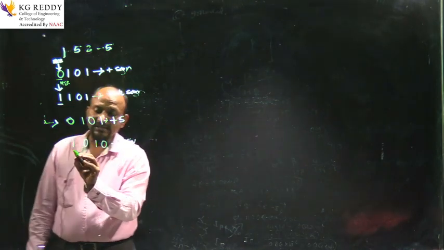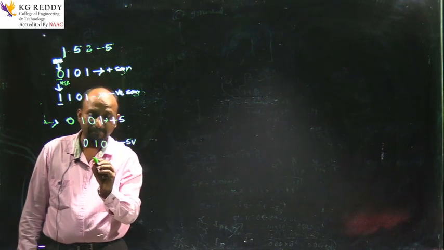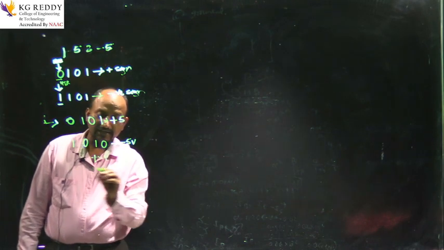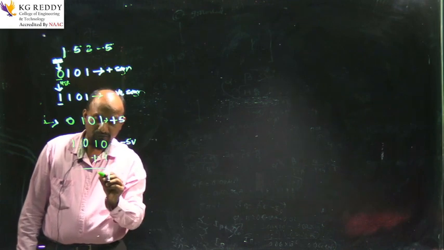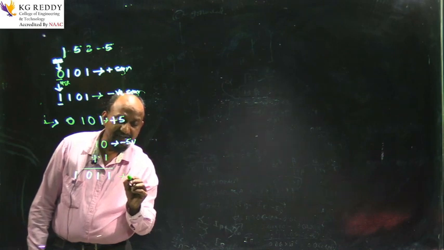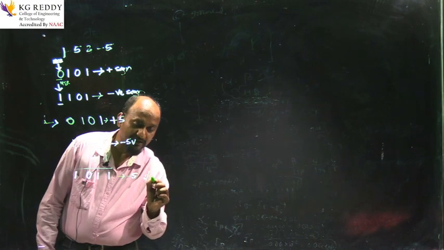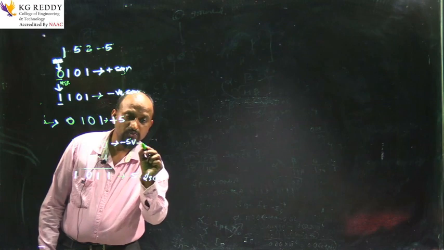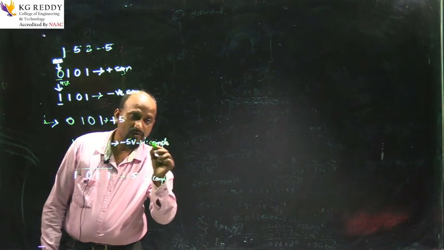This is the 1's complement of the number 5. So if you add plus 1 here, you get the negative of 5, minus 5. So 0 plus 1 is 1, and 0, and 1. This is also minus 5, represented using the 2's complement form. And this is minus 5 using the 1's complement form.